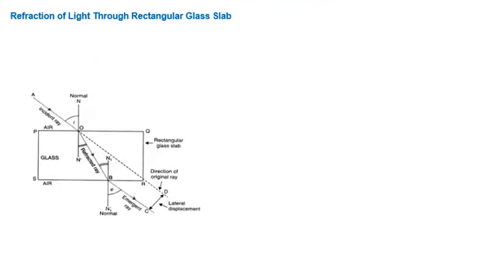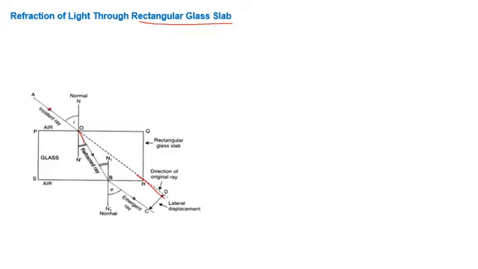An important diagram is the refraction of light through a rectangular glass slab. Now, when a light ray enters the glass slab, the emergent ray is parallel to the incident ray, but it is shifted sidewise. Yes, you can see in this diagram, this is the incident ray, which is supposed to go straight like this, but because of refraction, this incident ray has moved towards the normal.